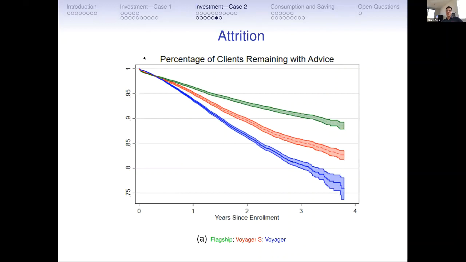So if I show you the percentage of individuals that are still enrolled in the flagship segment, after 4 years approximately 90% of them are still with the service. Instead, for Voyager, the lower level, you see that only 75% are still in the system. So when you do a much more sophisticated analysis, what you find is that the degree of human interaction has a huge impact on retention of these individuals.